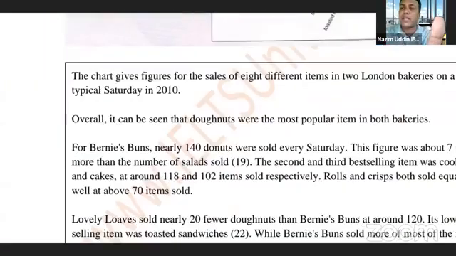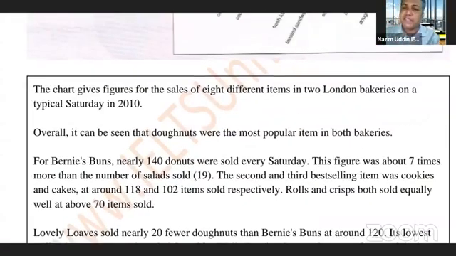Now we can see a simple answer, what they write in a simple answer. First paragraph, they write: The chart gives figures for the sales of eight different items in two London bakeries on a typical Saturday in 2000s. This is about the question. Now they wrote the overview: Overall, it can be seen that doughnut were the most popular item in both bakeries. They highlighted only one item, doughnut. This is about the overview.